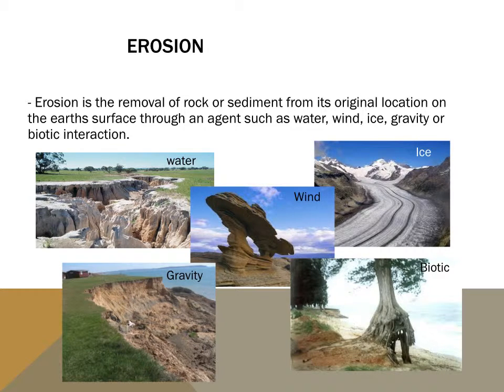Put basically, erosion is the removal of rock or sediments from their original location, through factors such as water, wind, ice, gravity, or biotic interaction. All of these agents entrain particles and deposit them in different locations.